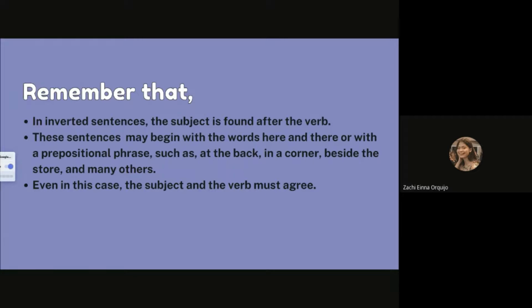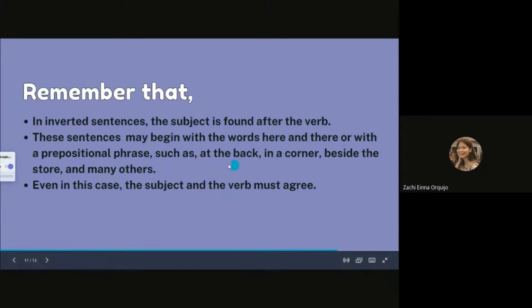So these sentences may begin with the words here and there or with a prepositional phrase such as in or at the back, in a corner, beside the store, and many others. Even in this case, the subject and the verb must agree. Kahit hindi normal sentence yung inverted sentences, kailangan tama pa rin yung verb at mag-a-agree ito sa subject. So again, kung singular ang subject, singular din dapat ang verb.